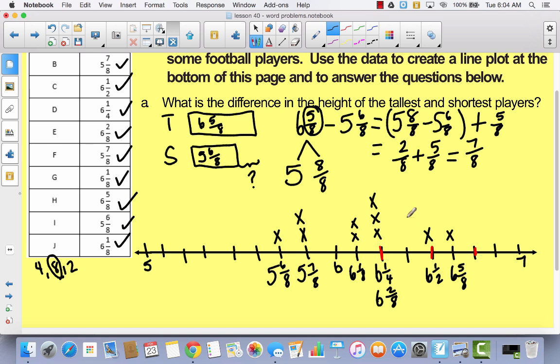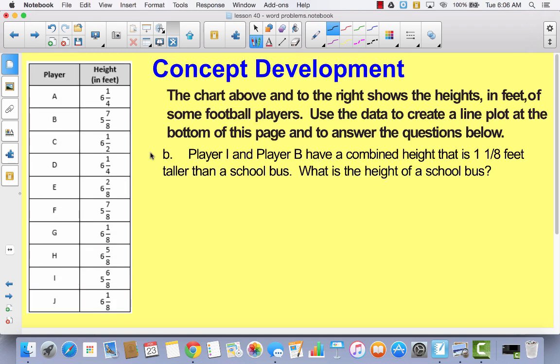7/8. So what's the difference in the height of the tallest and shortest players? I'm just going to say the difference is 7/8 of a foot. Okay, let's move on to part B of this problem.